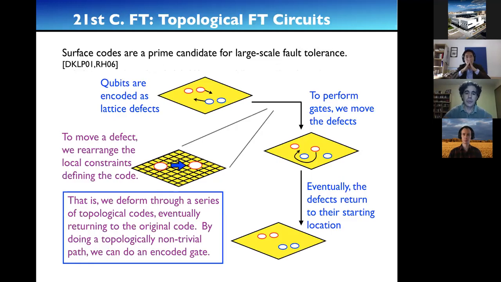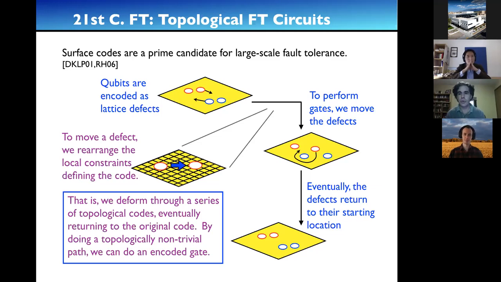A lot of the 21st century fault-tolerant research to date has focused on the surface code. The surface code has emerged as one of the leading, well, I should really say the leading candidate for building a big quantum computer using fault-tolerant protocols based on it. So what is the surface code? I'm not going to go into details about it, but basically, the surface code is a topological code.